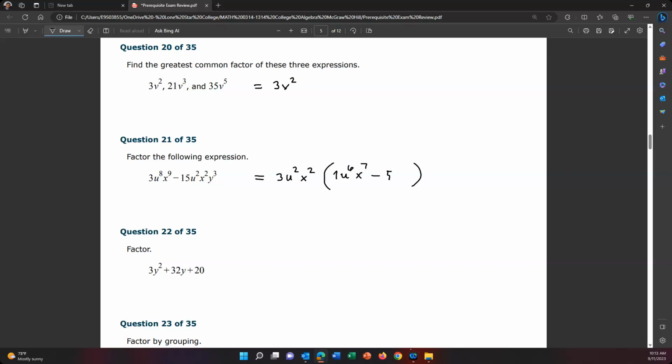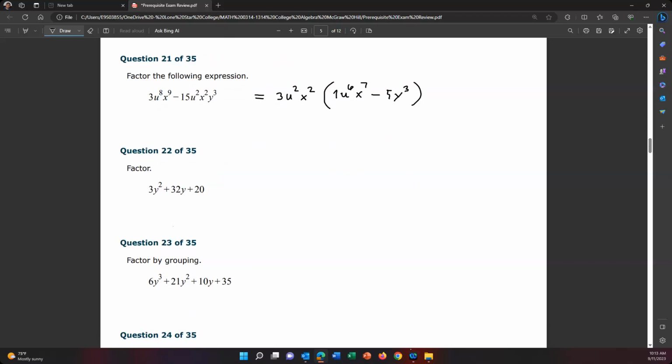Minus 5. We have a u square in the greatest common factor. We have a u square out here, and there's no need for more u's, so therefore we don't need to rewrite that. We have also an x square, and it seems like there's an x square here. There is no more need for x's, but we will need the part of y cubed because that's not part of the greatest common factor. Okay, and that's it.